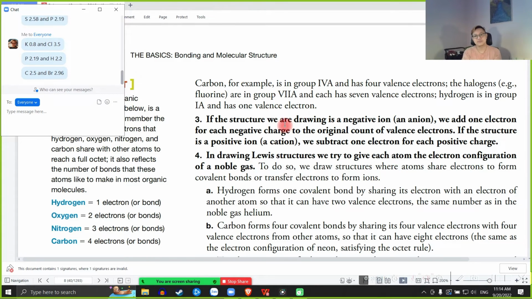Number three. If the structure we are drawing is a negative ion, an anion, we add one electron for each negative charge to the original count of valence electrons. If the structure is a positive ion, a cation, we subtract one electron for each positive charge.